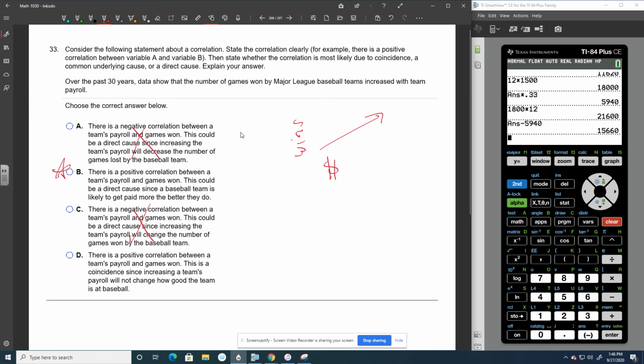This is a coincidence, since a team's payroll will not change how good. Nope, that's not true. New York Yankees, what? We pay money for a good baseball team? Yeah, when you are the number one logo, the number one brand for baseball, you tend to have a lot of money to spend on good players.